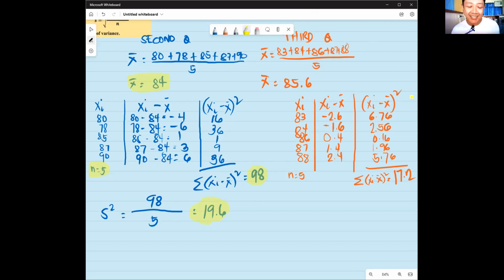Let's continue. So therefore, for us to get our standard deviation, which is S, or by using the symbol, it's that symbol. So our standard deviation here will be, kindly get the square root of 19.6, because of course, our value S squared is equal to 19.6. So when you get the square root of both, it will just become S is equal to, which will lead to our standard deviation. What's the answer? Type your answer in the chat box, please.